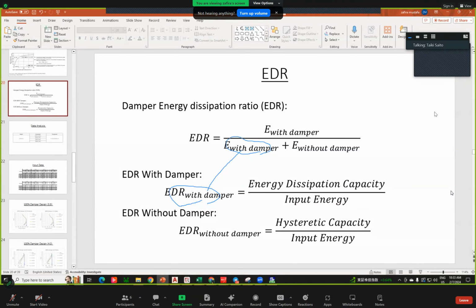So this is energy dissipation by damper, right? Yes. And this is hysteresis capacity from the coupling beam model. So this is from all hysteresis of wall and coupling beam, all coupling beam. Oh, this is only for coupling beam, Sensei. This one only for coupling beam. Hysteresis capacity.